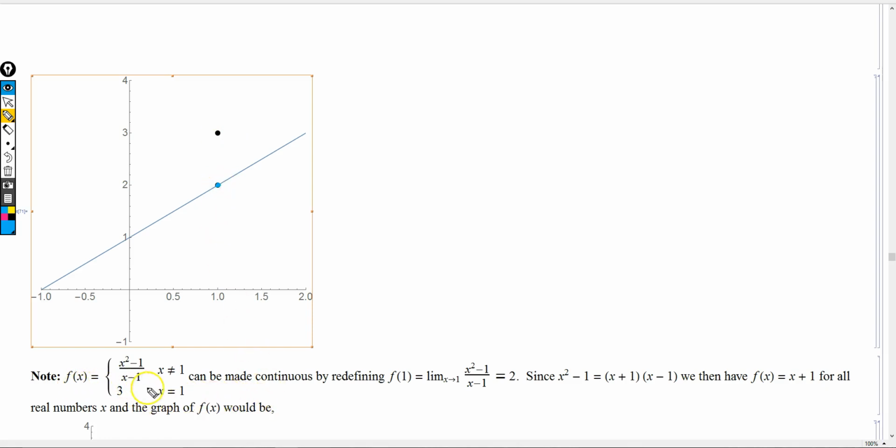So we see that f of x can be made continuous by just redefining f of 1 to be the number 2. Instead of defining f of 1 to be 3, as was defined in the function, if we had said f of 1 were equal to 2, then this function would have been continuous. That would have been like moving that dot right down there and filling in that hole. We're going to call that type of discontinuity a removable discontinuity, and we'll state that precisely down here.